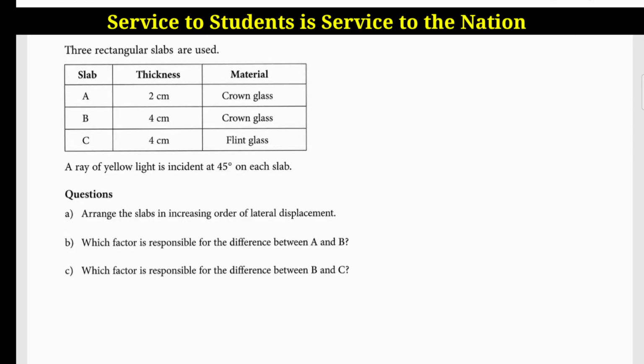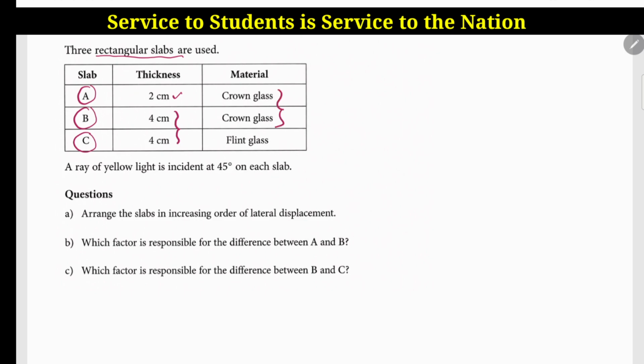Dear children, today we discuss one important competency focused style question based on the refraction of light through a glass slab. If you can see here, data is given related to the three glass slabs: slab A, slab B, slab C. But you should be very careful that here the thickness of glass slab is 2 centimeter, but this thickness is same. At the same time, A and B are made up of the same material.